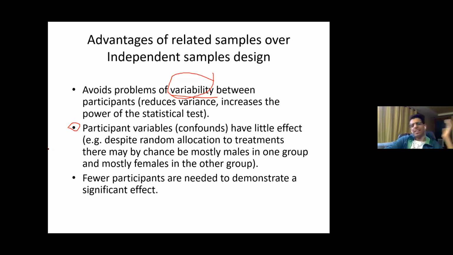Fewer participants, I feel like this is obvious. Instead of getting 32 people, you have 16 people, right? You get fewer participants. What are the disadvantages? One is order effects, which is really important. So, for example, fatigue, carryover effects, drug persistence. Let me give you an example of fatigue. You ask someone to run a marathon taking drug A. Then in like 2 days, you tell him to do the same marathon, but taking drug B.